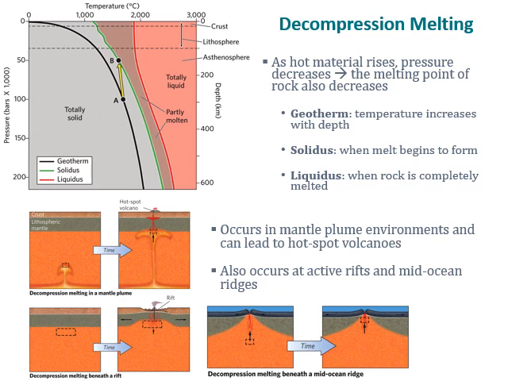This type of melting occurs in mantle plume environments and can also lead to hotspot volcanoes like in Hawaii and Yellowstone. This also occurs at active rifts and mid-ocean ridges. So as the rocks are becoming decompressed, as they rise closer to the surface, they begin to melt in these types of tectonic environments.